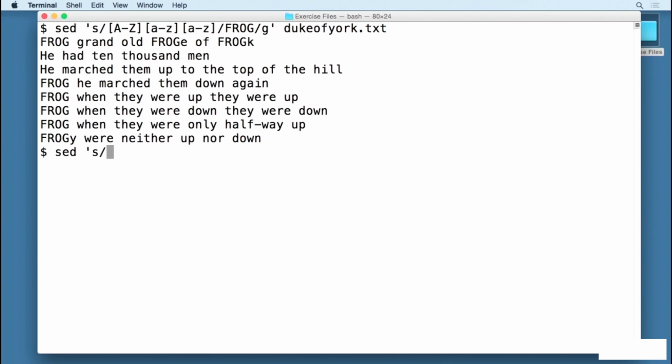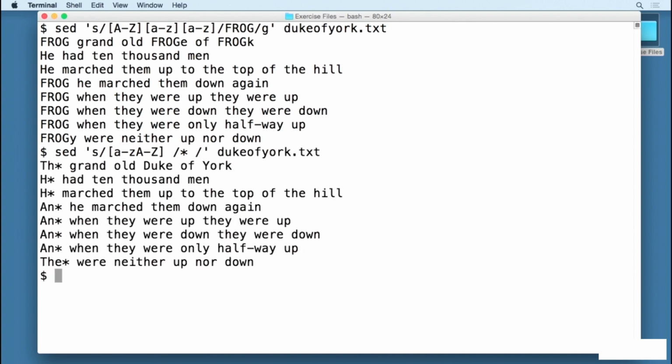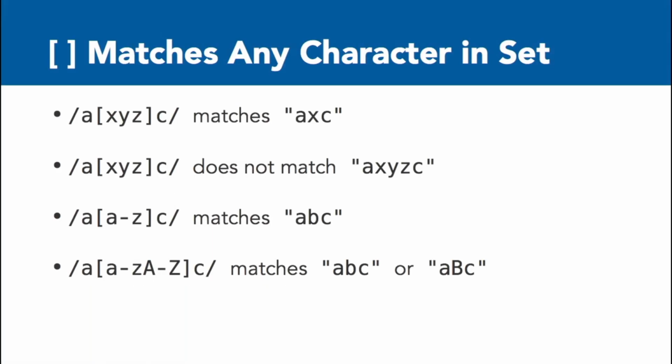Ranges can be combined with other ranges or individual characters between the square brackets. For example, we can replace any lowercase letter or any uppercase letter followed by a space with an asterisk and a space. That only did the first one on each line. Or you can use A through L or R, X, Z and replace that with, say, a hyphen wherever it occurs on the line. So this will look for any letter A through L or R or X or Z and replace it with a dash.